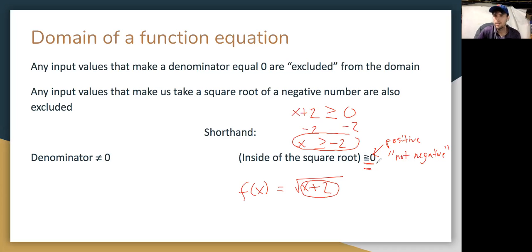Because technically 0 is kind of in the middle. It's not positive or negative. So really what we're saying is that greater than or equal to 0 is the same thing as saying not negative, which is the problem with square roots. We can't take the square root of a negative and get a real number.